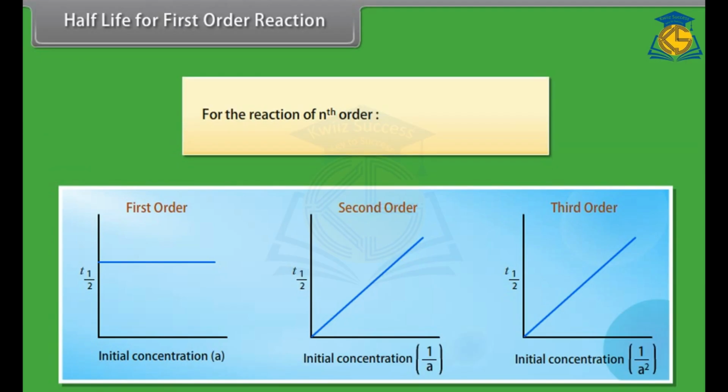For the reaction of nth order, t half is inversely proportional to A naught raised to the power n minus 1.